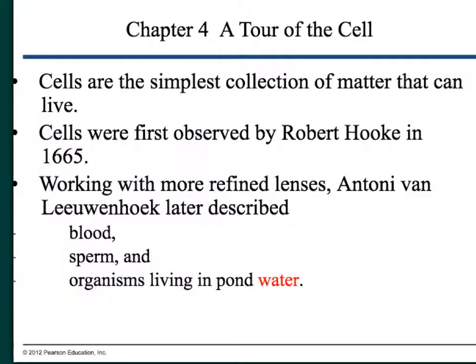You should have the first part of these slides filled in and ready to go on Saturday. So we're going to learn about cells in this chapter, and they are the simplest collection of matter that can live. We know that the cell is the smallest functioning unit of life. Cells were first observed by Robert Hooke in 1665. Working with more refined lenses, Anton van Leeuwenhoek was able then to actually look at and observe blood, sperm, and living organisms that he had found in a local pond.